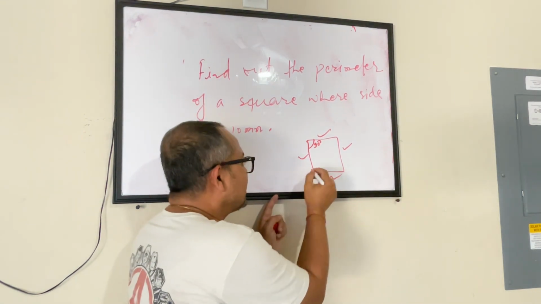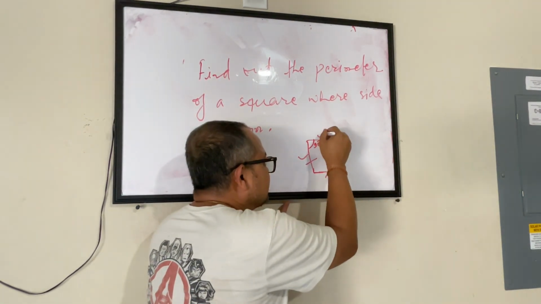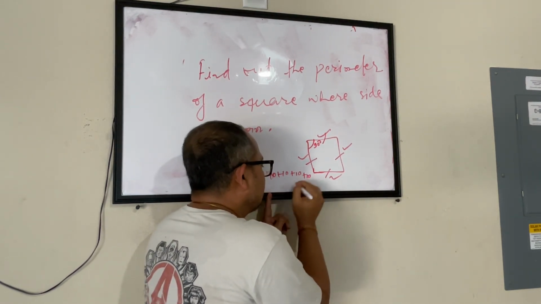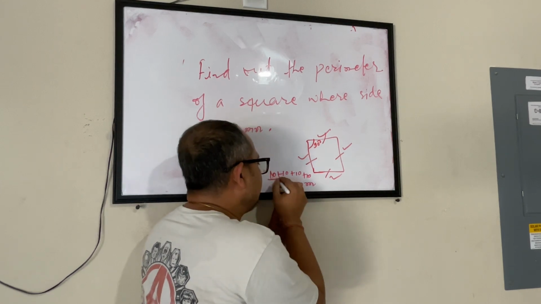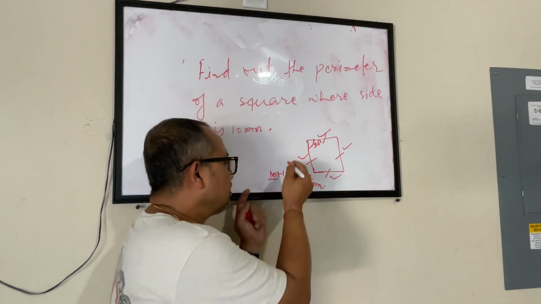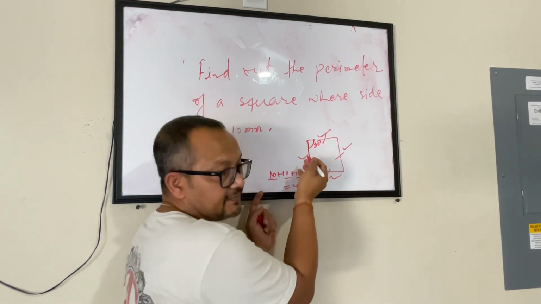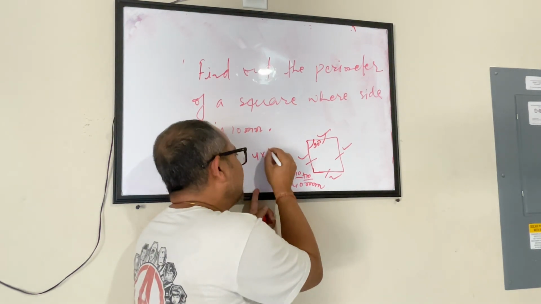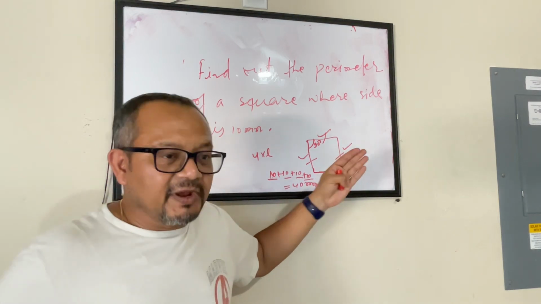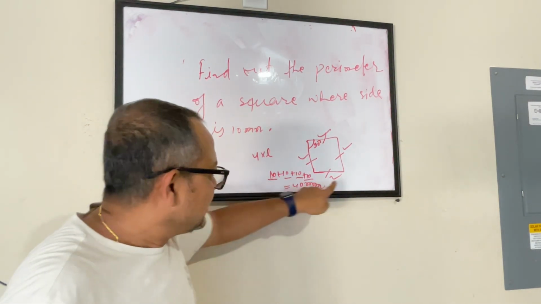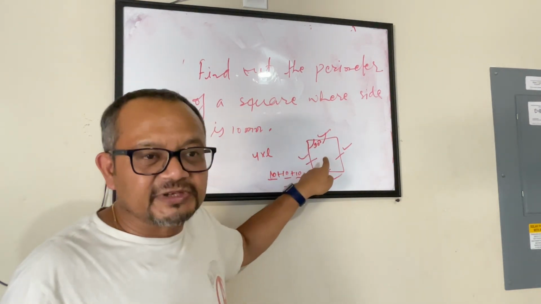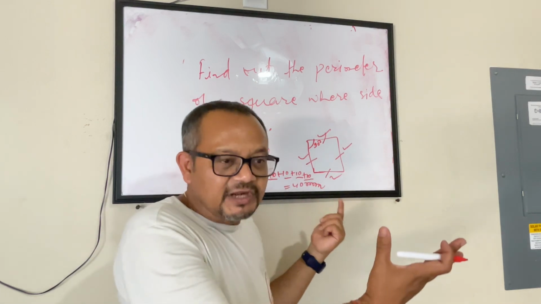So perimeter is this side plus this side plus this side plus this side. All are the same. So 10 plus 10 plus 10 plus 10. This means 40 millimeter. Or there is a formula which says 4 times length. So we don't have to memorize the formula for perimeter of a square. Perimeter means the boundary. These are 4 lines making the boundary, and every line is the same, 10 millimeter. Add 10 4 times, done deal.